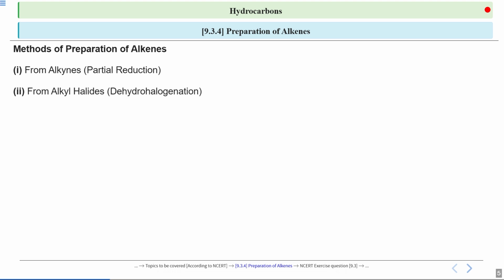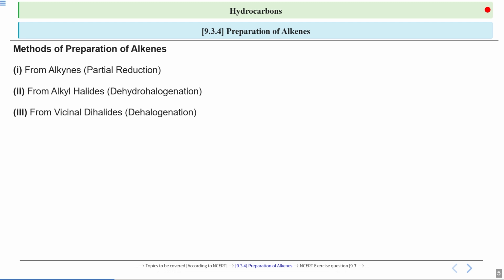The second method is dehydrohalogenation of alkyl halides. Alkyl halides are compounds where a halogen atom is bonded to an alkyl group. In this reaction, we remove a hydrogen atom and a halogen atom from adjacent carbon atoms, resulting in the formation of a double bond, thus creating an alkene.